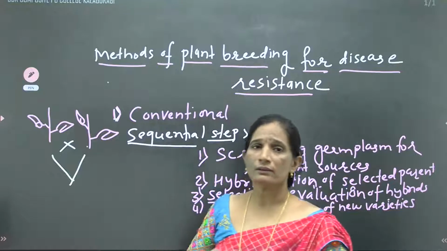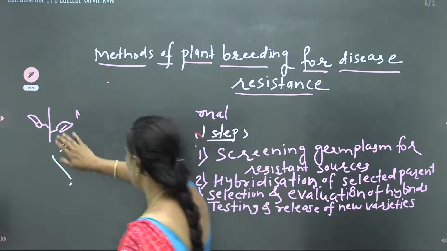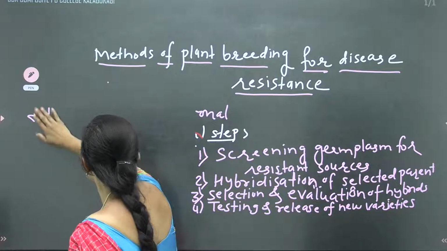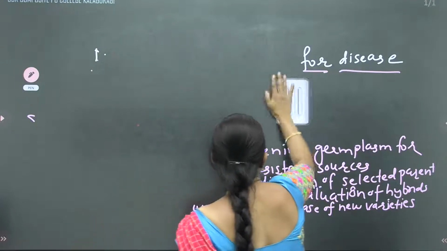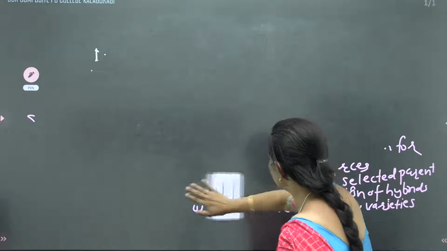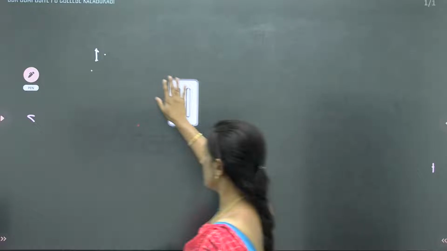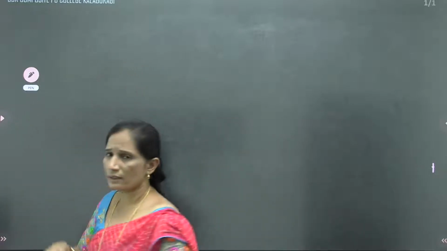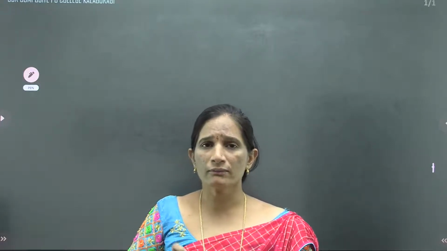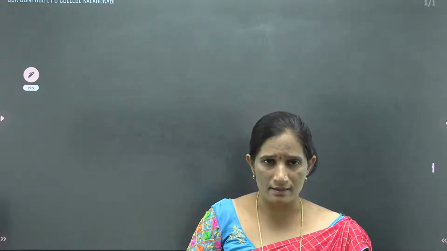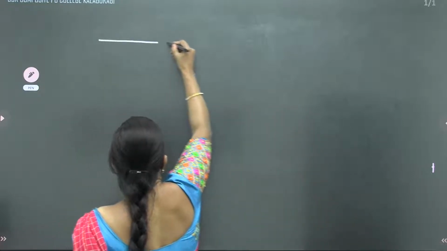What are the crops which are produced... Scientists or breeders produced some plants which are resistant to fungal, viral as well as bacterial diseases. So we will study about that now. What are the varieties?